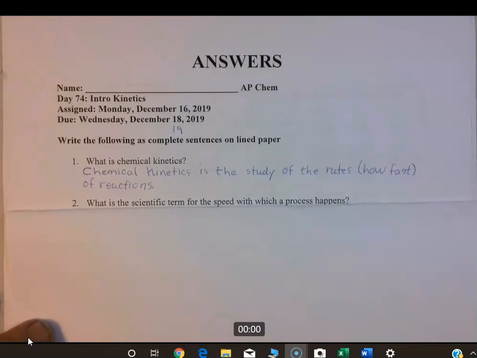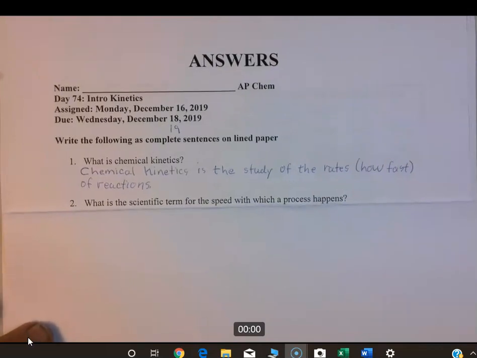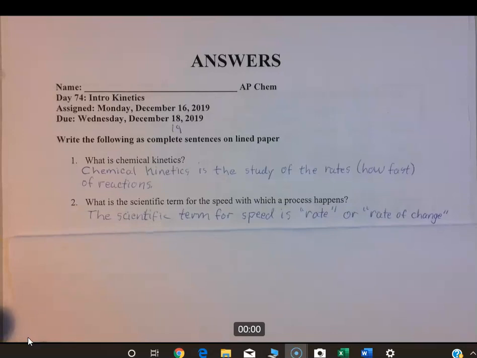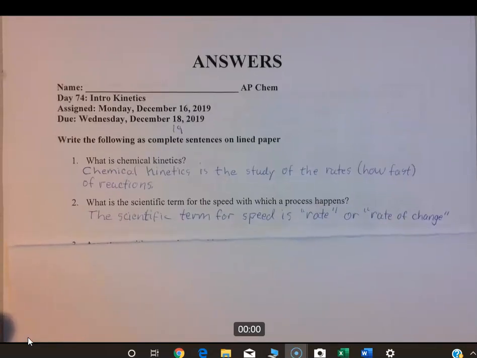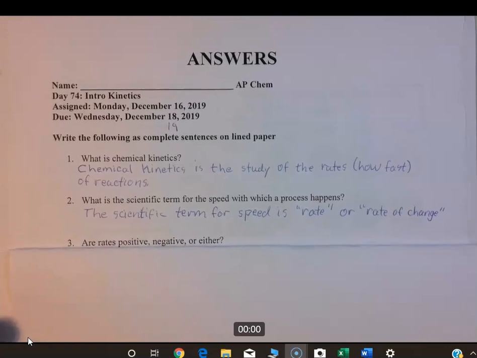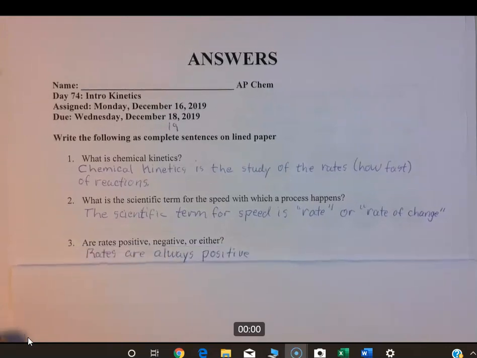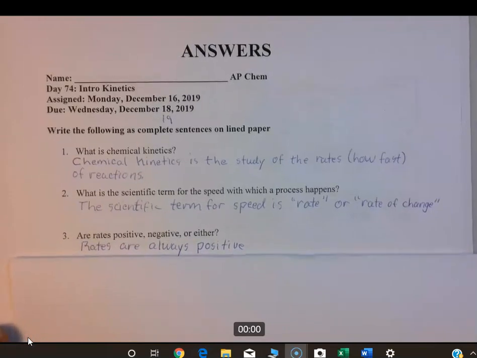What is the scientific term for the speed with which a process happens? The scientific term for speed is rate or rate of change. Are rates positive, negative, or either? Rates are always positive. So you must sometimes put a negative sign on a rate, if there is already a negative sign there, you must put a second one on to make sure that it becomes positive. You have to be sure your rate at the end is positive. We'll see what I'm talking about as far as the negative signs here.